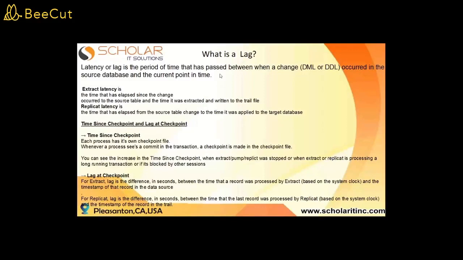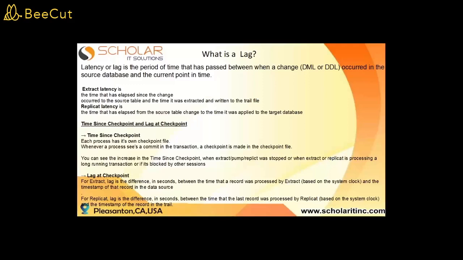Now let's see what it means for the extract. Extract lag is the time that has elapsed since the change occurred to the source and the time it was extracted and written to the trail file. So basically, how much time extract took to write the transaction into the trail file, right? For replicate, lag is what? The time that has elapsed from the source table change to the time it was applied to the target. As in the first example, I insert a row at 5 a.m. in the source, and that row gets inserted in the target at 5:10. So my lag in the replicate is 10 minutes.